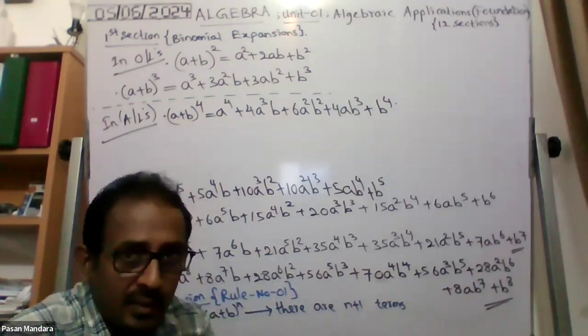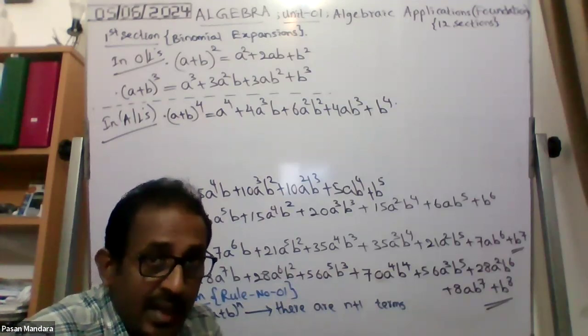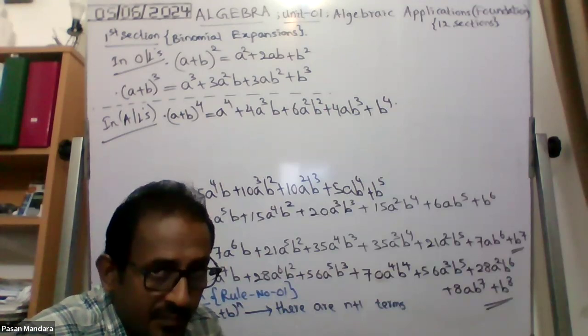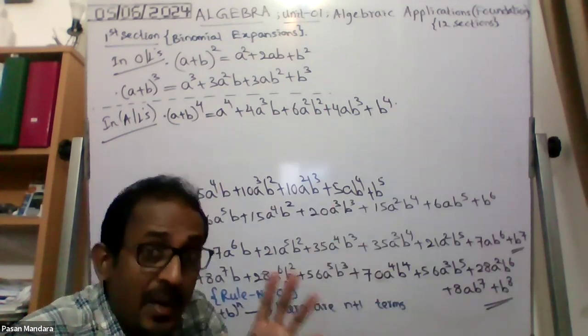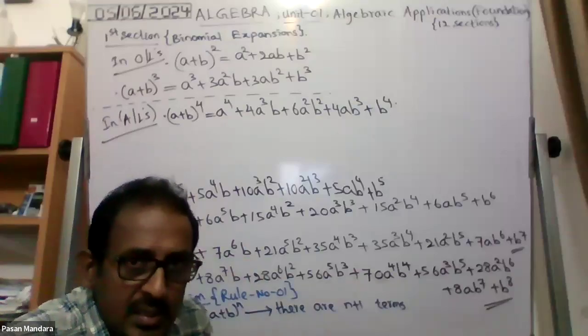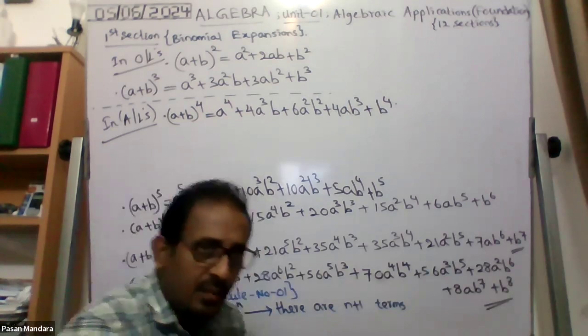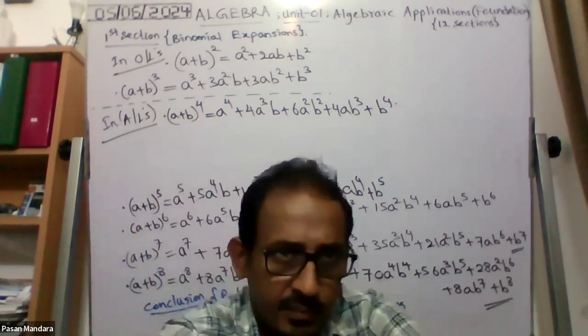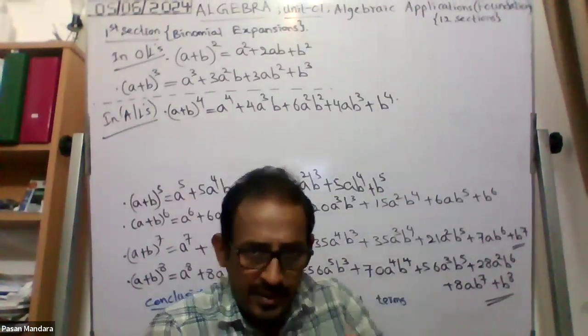My second question is, in (a plus b) to the power n, don't worry about the writing part, we are adding screenshots. In (a plus b) to the power n, the whole thing to the power n, what is the first term? The first term is a to the power n.